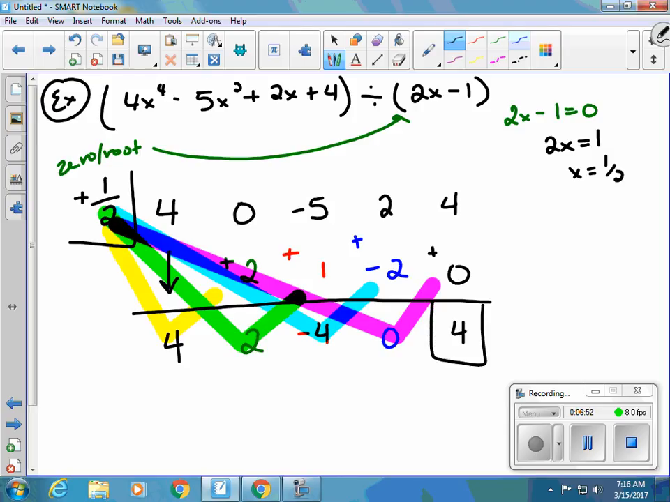So when I have that 4x to the fourth minus 5x squared plus 2x plus 4 divided by 2x minus 1, my final answer is 4x cubed. Again, remember we dropped down a degree. And the reason why we drop down a degree is because this is x to the first. X to the fourth divided by x to the first gives us that x cubed. So we got 4x cubed plus 2x squared minus 4x. We don't have a plus 0, but then we've got the remainder. So we go with plus 4 over that 2x minus 1.